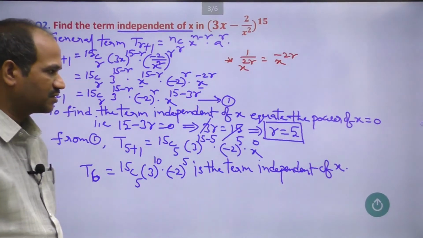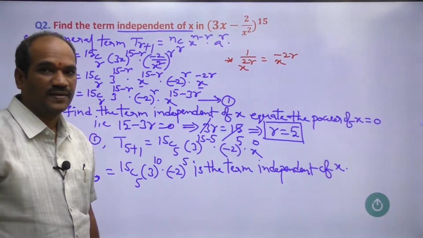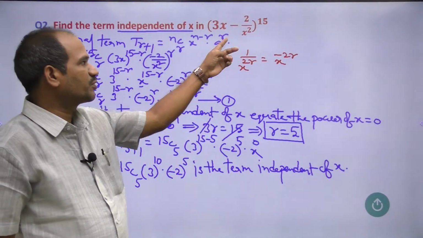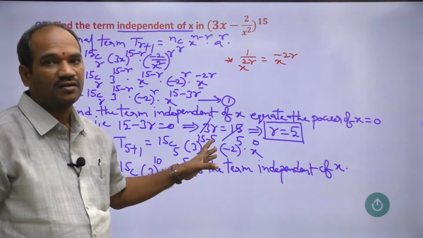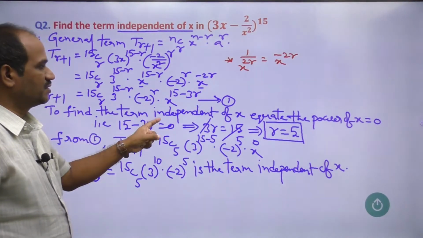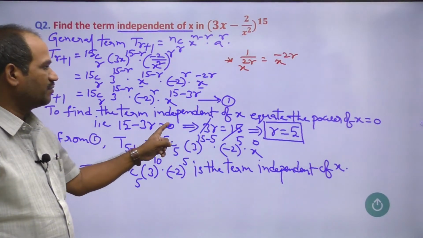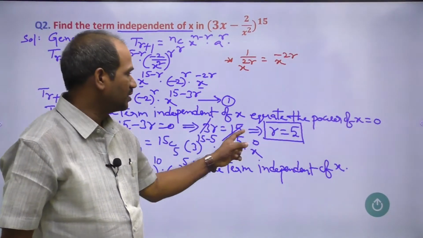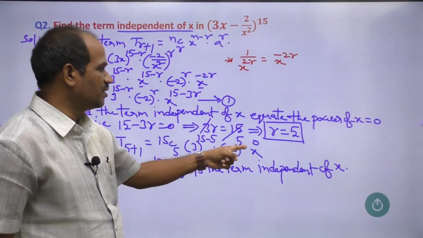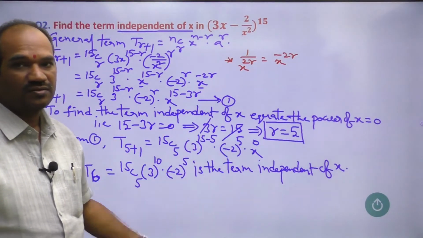Okay, this is the 5 marks question. The procedure is the same, only this function is changing. Procedure same, no change. First write the general term, next replace these values. To find the term independent of x, equate the power of x is equal to 0. Now write this question.